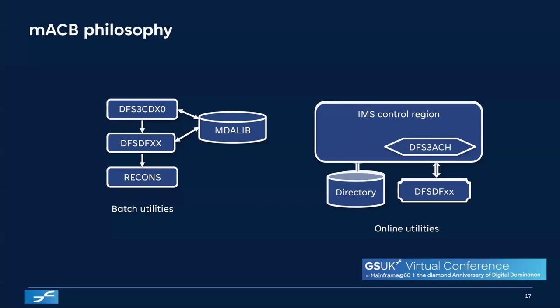One is if you are running purely in online mode. For that, when IMS comes up, it reads the DFSDFxxx member to determine if it's a catalog and managed ACB, right? And then it builds a control block called DFS3ACH. So this is a catalog anchor block, which is nothing but a DSECT or a copybook. It's a piece of information, right, which has some layout.